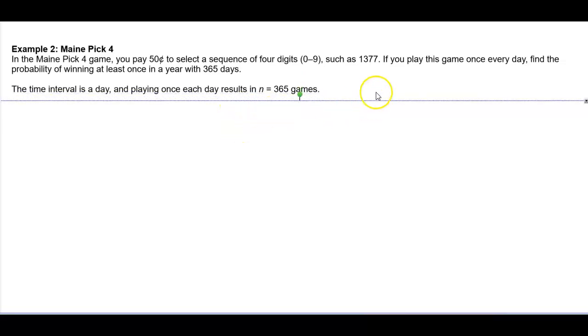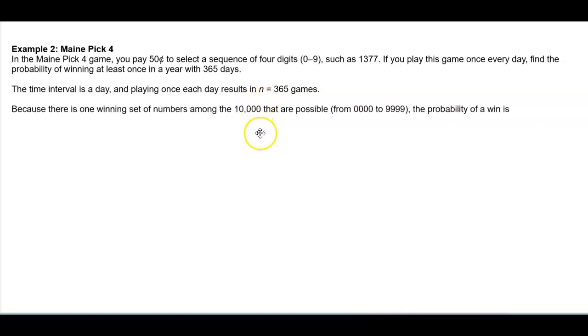Example 2, Maine Pick 4. In the Maine Pick 4 game, you pay 50 cents to select a sequence of 4 digits from 0 to 9, such as 1, 3, 7, 7. If you play this game once every day, find the probability of winning at least once in a year with 365 days. Now, time interval is a day, and playing once each day results in n equals 365 games.